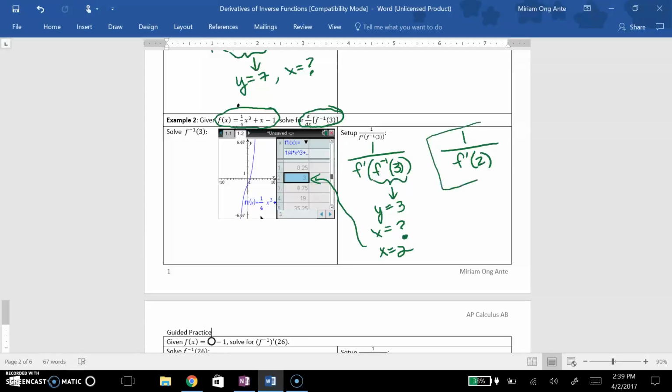Well, when we get to this part, this is easy. We know how to get f prime. We know how to plug in 2. We just put 1 over that value.